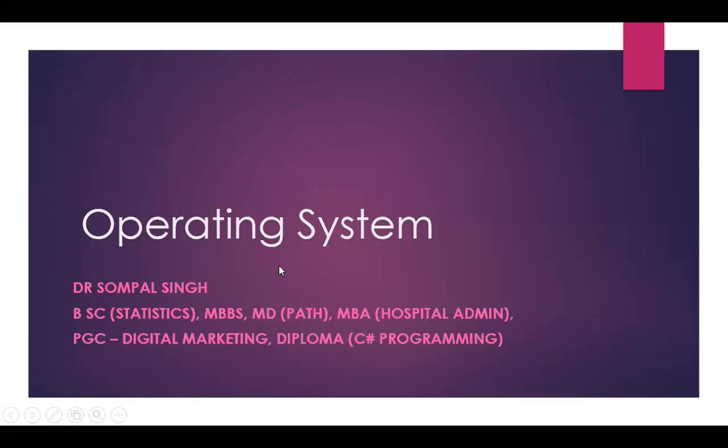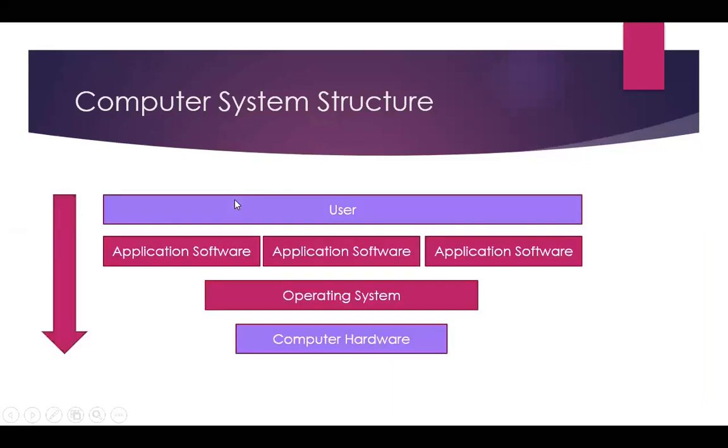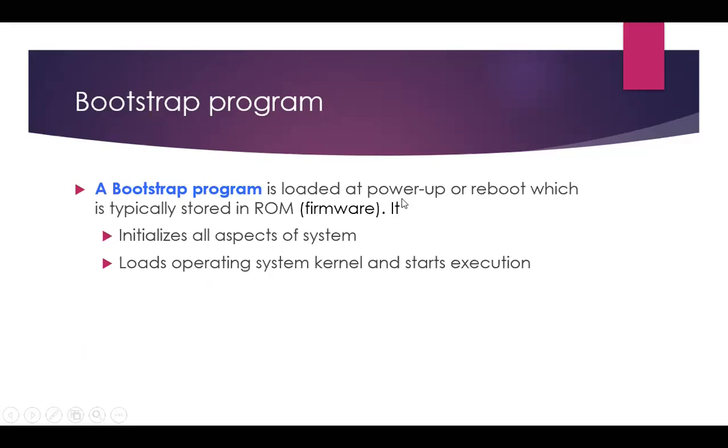I'm talking about operating system today. A computer structure can be divided into hardware, operating system, application programs, and users. User uses the computer hardware through these two layers. One is the application software, the other is the operating system. User interacts with the application software, which in turn utilizes the operating system functions to interact with the hardware. And that is how user does job on computer.